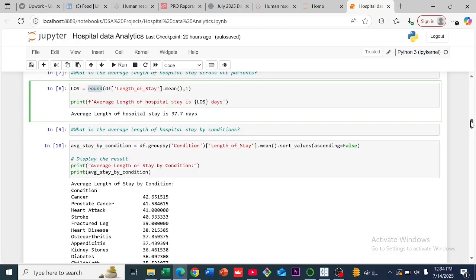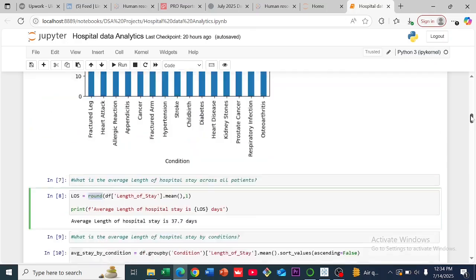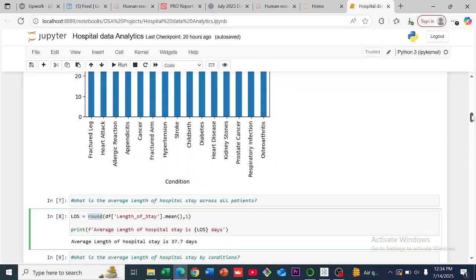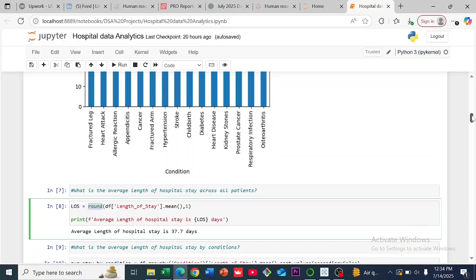So the next question here is, what is the average length of hospital stay by condition? I would advise you to go ahead, pause this and try to see if you can answer this question by yourself. Okay, after pausing this and trying to write your code to answer this, when you are done you can go ahead and play this and see how I went about answering this.